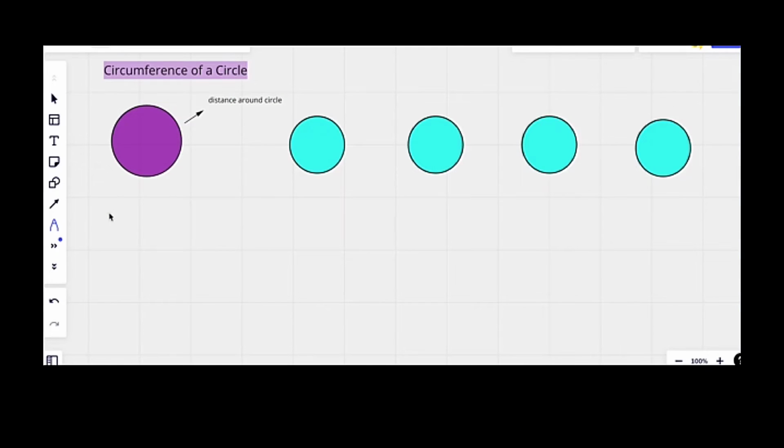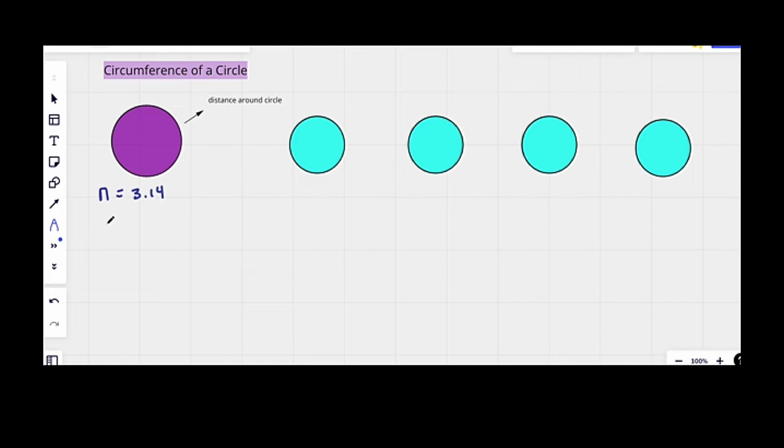The circumference of the circle is known as the distance around a circle. So this whole thing all around the circle. The distance around the circle is the circumference of a circle. And in order to calculate the circumference, there's a few things that we need. We need to have pi, and pi is 3.14 when we round it. So it's going to be a bunch of numbers, but we usually use 3.14 when we're rounding it.